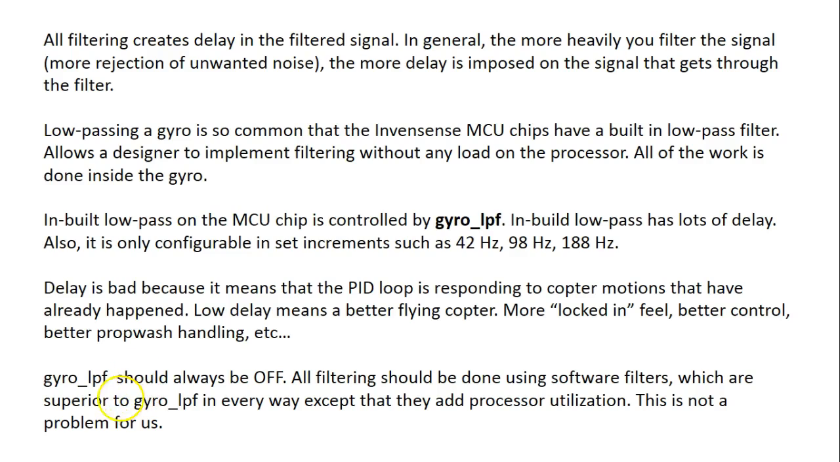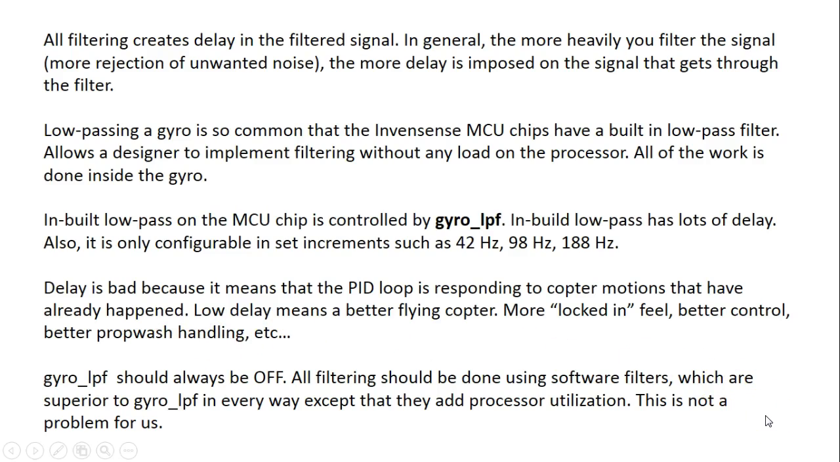And when we look at the default filter built into the MCU chip with a cutoff of like 42 Hertz, there's several milliseconds of delay of the gyro signal coming out of the chip relative to when that signal was actually sensed by the chip, and that's being imposed by the filter. The need to filter it creates some delay. So we want less delay. Low delay means a better flying copter, more locked-in feel, better control, better prop wash handling, etc.